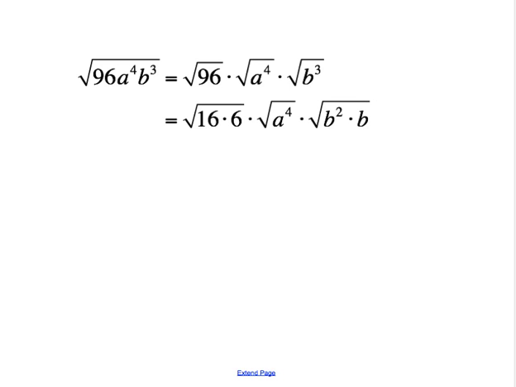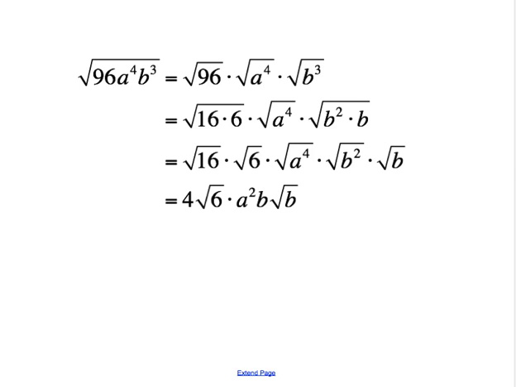Now I'll split all those up into separate square roots. And then the squares I will simplify. Square root of 16 is 4. Square root of a to the fourth is a squared. Square root of b squared is b. So square root of 16 becomes 4. Square root of a to the fourth becomes a squared. Square root of b squared becomes b. And the other two parts I just have to leave as is.